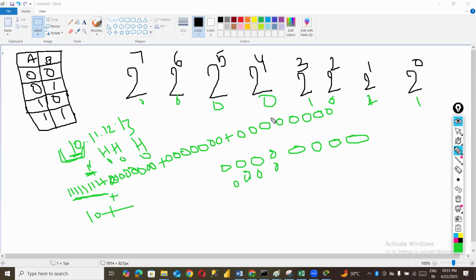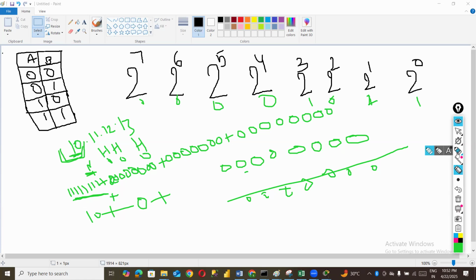Fine. Then 1, 0, double 1. Now use the AND logic. 0, 0, 0, 0, 0. All are zeros. So our second octet is 0. Same for the third octet as well.